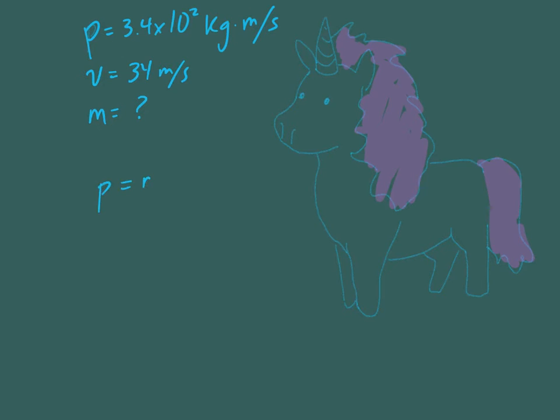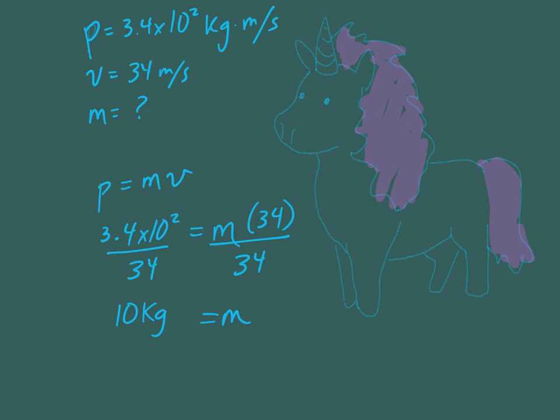So P is equal to mv. Okay, so we have momentum, which was 3.4 times 10 to the second, equals the mystery mass times 34. So we would divide by 34 on both sides, and we end up with a mass of 10 kilograms.